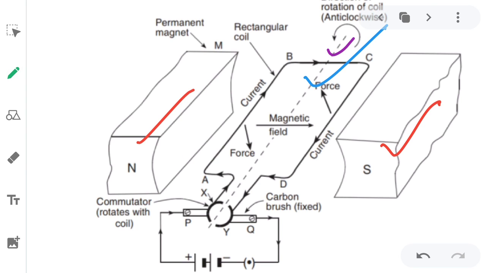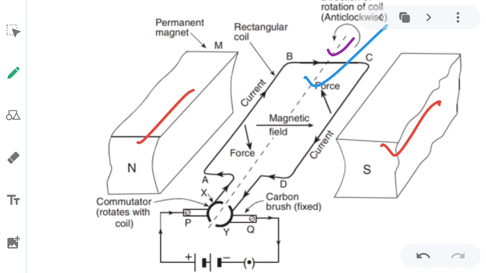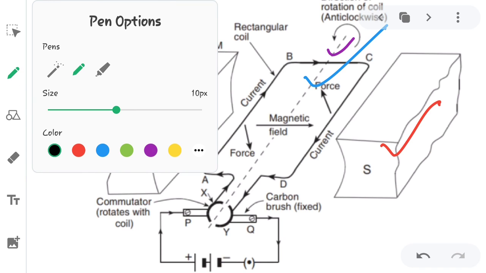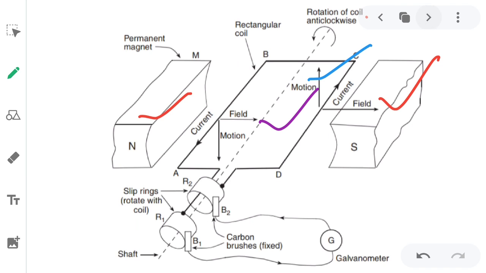Okay, here also we can see the shaft. The motor had two carbon brushes. Here also we have two carbon brushes, right? Now let's see the difference.